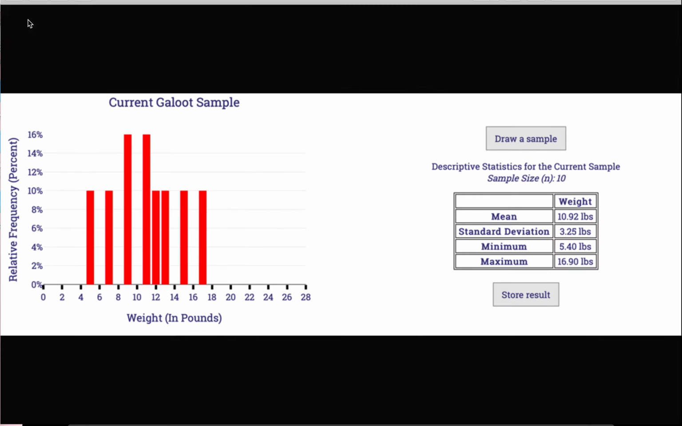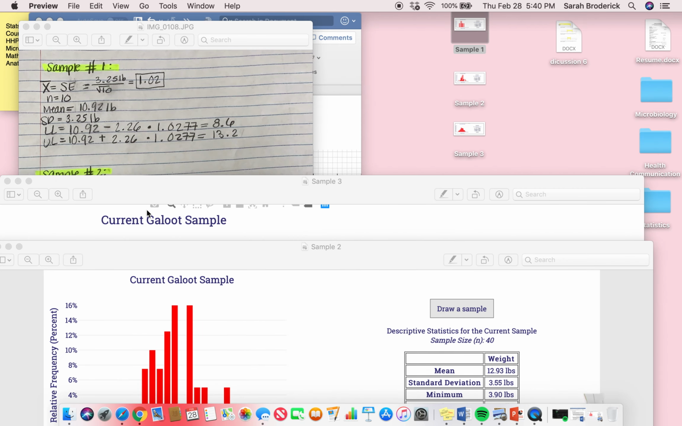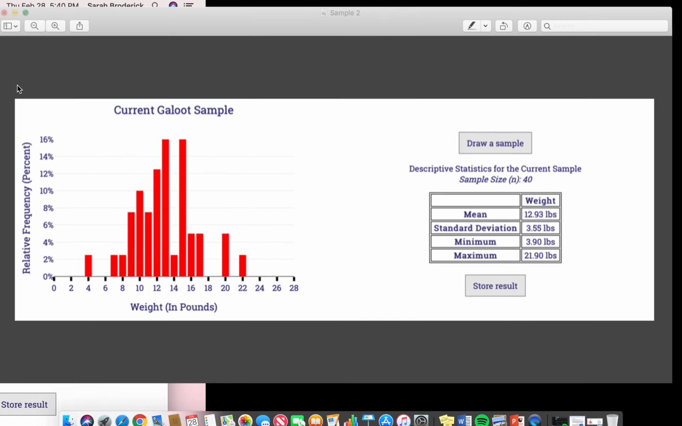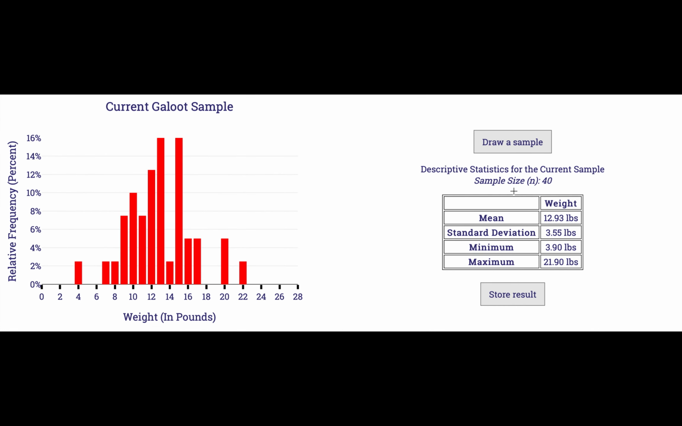And then we'll go to the second graph, or the second sample. This is a sample size of 40, and the mean of the specific GLUTE sample is 12.93 pounds, and the standard deviation is 3.55 pounds. And the largest weight is 22 pounds, and the lowest is 4 pounds, with a difference of 18 pounds.